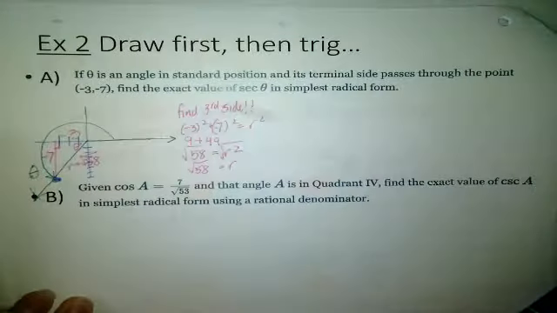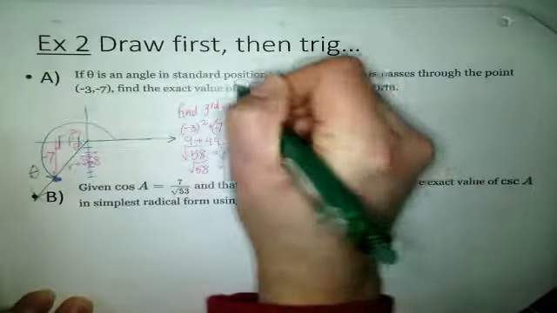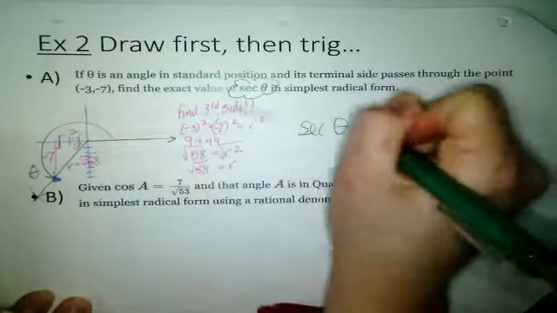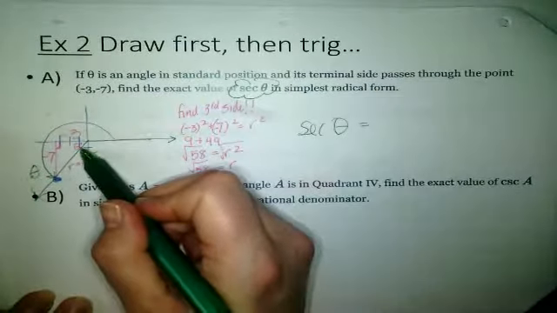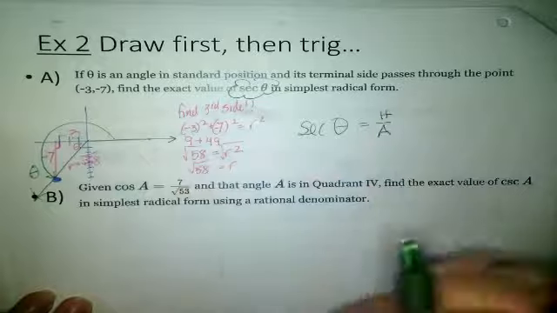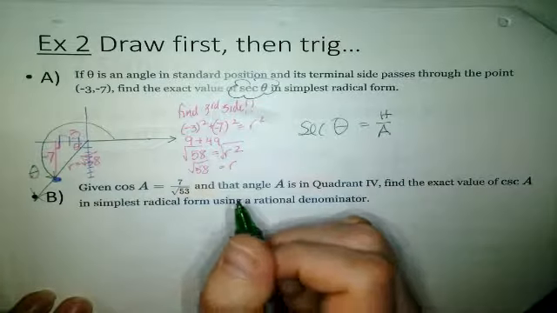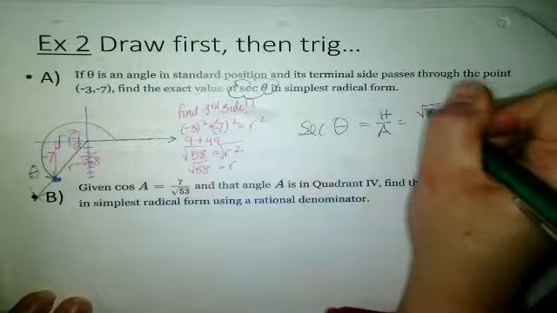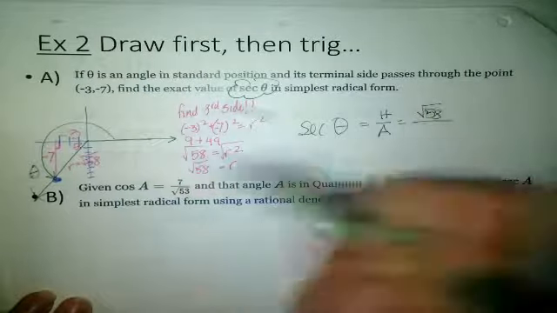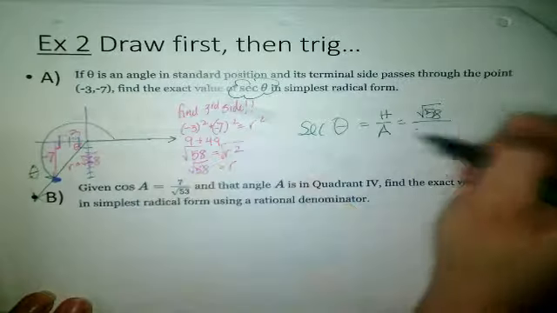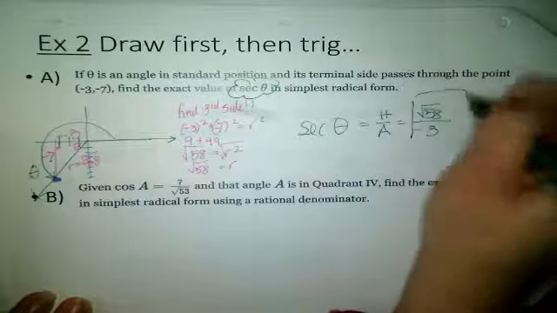Now that we've completed the triangle, we can figure out the value of secant according to theta prime. Secant would be hypotenuse over adjacent, the reciprocal of cosine. Hypotenuse is radical 58, and the opposite is -7, adjacent would be -3. So that's a good answer.